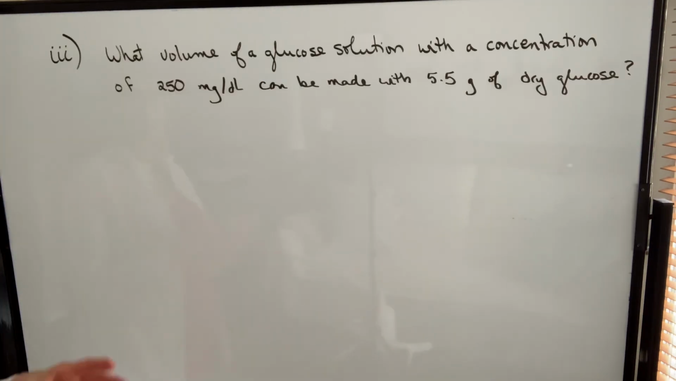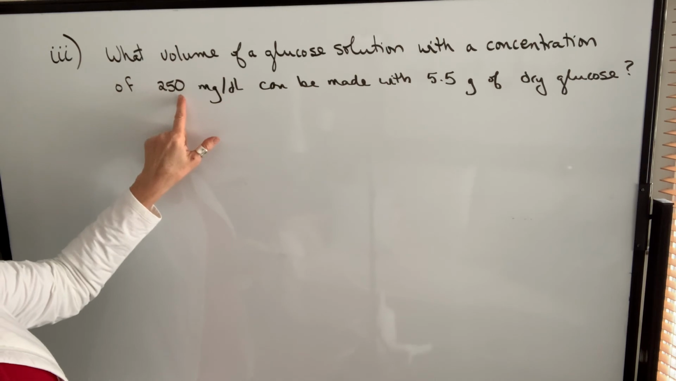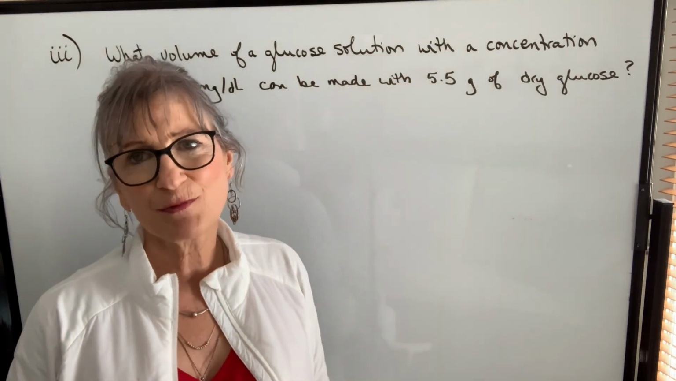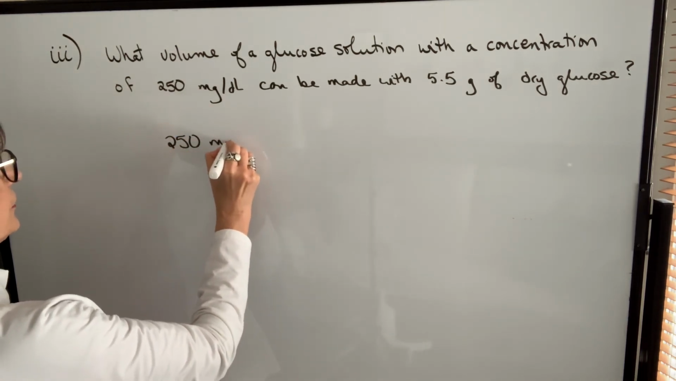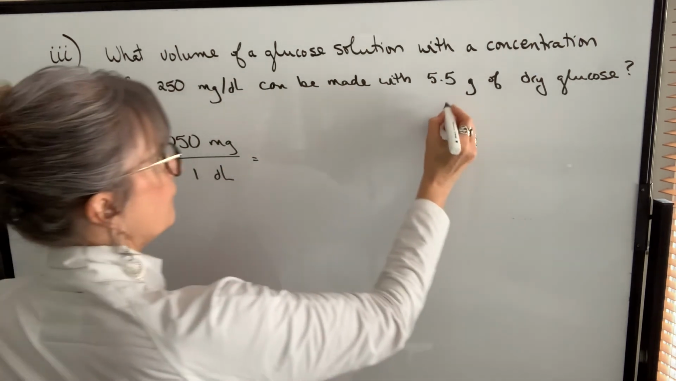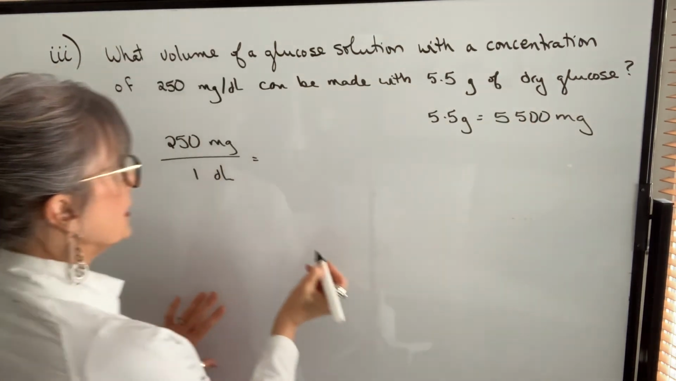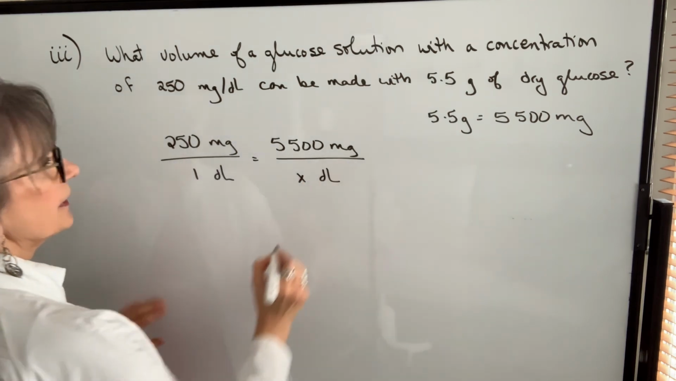Let's try some more. In this next example, we're finding volume instead of a mass, so we're finding the volume of a solution. So we're asked to find what volume of glucose solution with a concentration of 250 milligrams per deciliter can be made with 5.5 grams of dry glucose. So again, this mass is in milligrams, this is in grams. You can either change this to grams or this to milligrams. You'll get the same result either way. I'm going to keep it in milligrams, so I know that I have 250 milligrams of solute in 1 deciliter of solution. 5.5 grams is equivalent to 5,500 milligrams. So 5,500 milligrams will give me how many deciliters of volume?